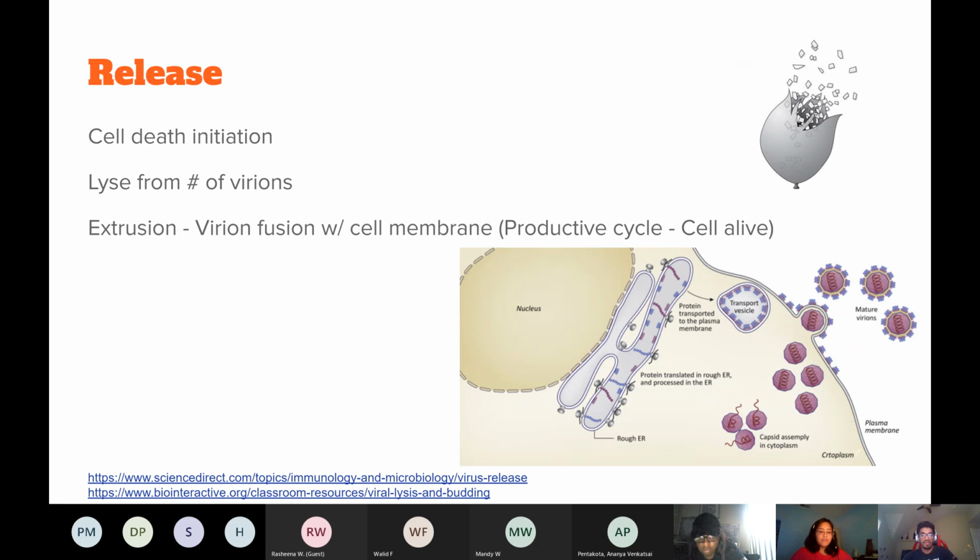And then we also have extrusion, which is what happens in the case of enveloped viruses, where the virion, the capsid, and the genetic material fuse to the cell membrane.